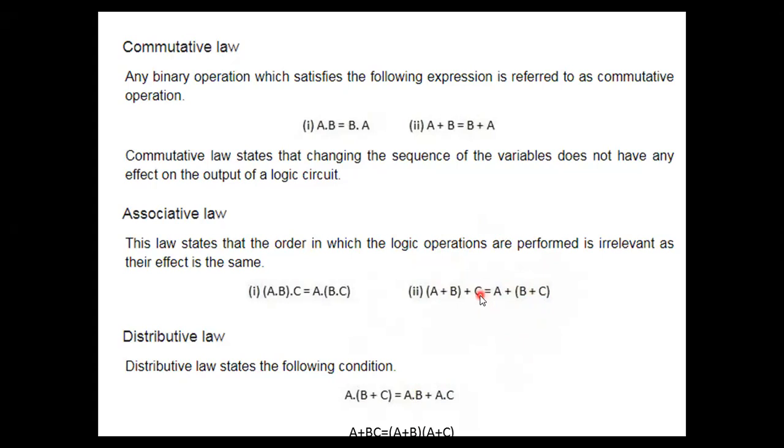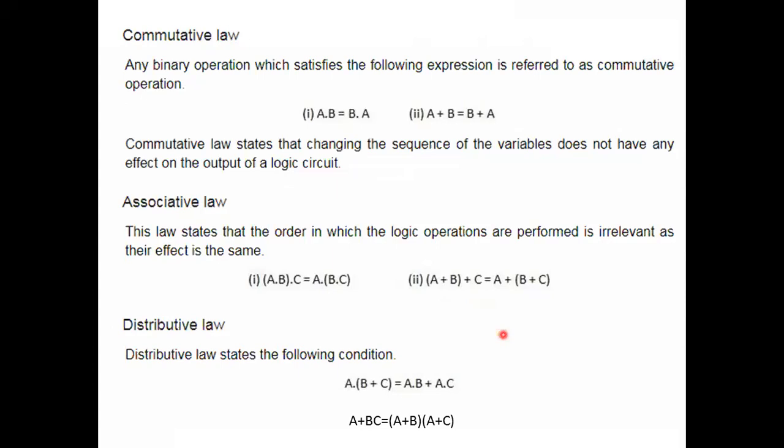Next, distributive law. See here, A dot of B plus C is equal to A dot B plus A dot C. If you observe here, dot means the AND operation is performed, and plus means the OR operation is also here. A combination of AND and OR.